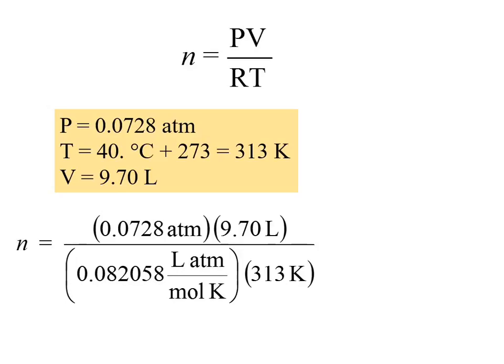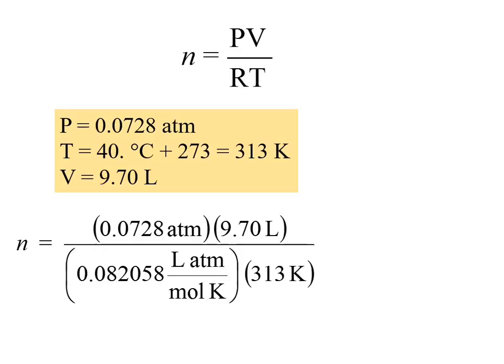So in the numerator we have PV: 0.0728 atmospheres times 9.70 liters. And in the denominator we have RT. So in the denominator we have 0.082058, and the units for that R are liters atmospheres over moles Kelvin. And then also in the denominator we have temperature, which was that 313 Kelvin.